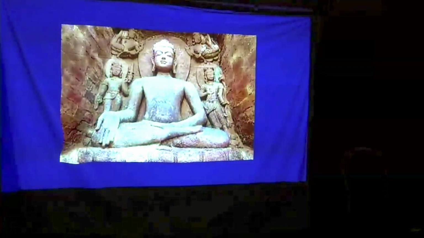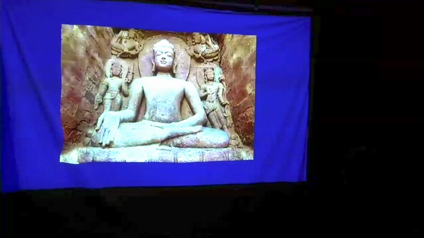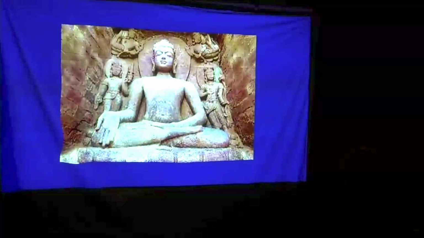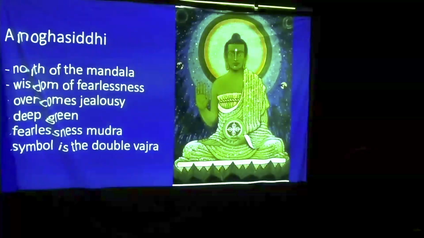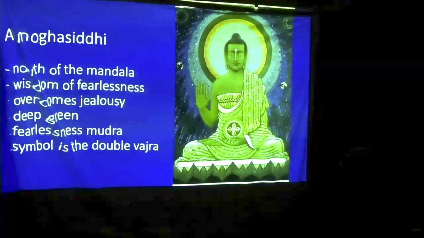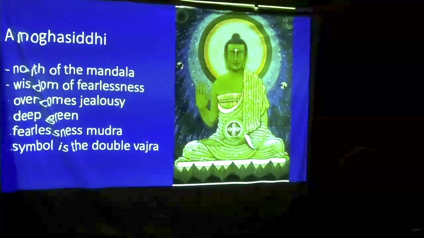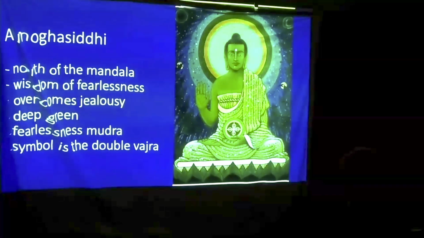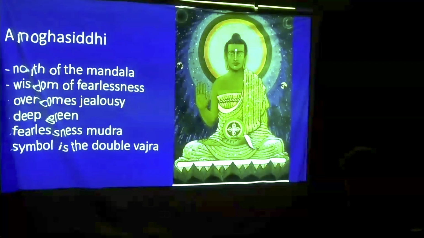And there aren't many images of Ratnasambhava, but sometimes you do get whole stupas with all the Buddhas around the Mandala, and this is one in Orissa. And then we'll jump to the north, and here we have the green Buddha, the very mysterious green Buddha, Amoghasiddhi. And his symbol is the double Vajra. I mean, that is a symbol, and he's all about fearlessness.